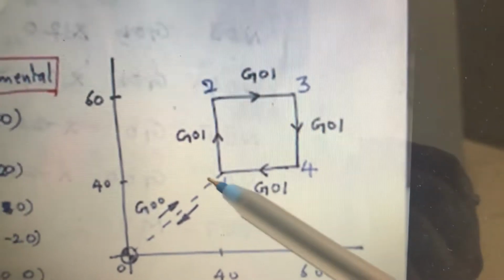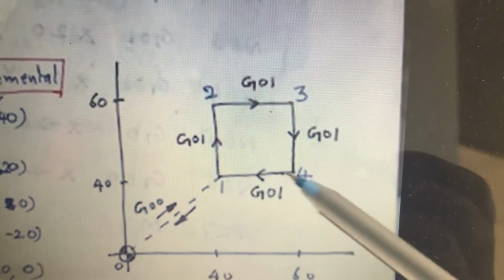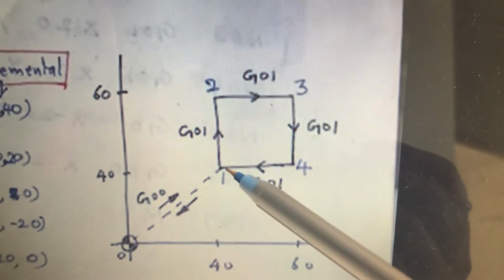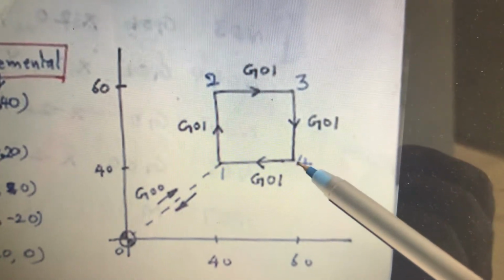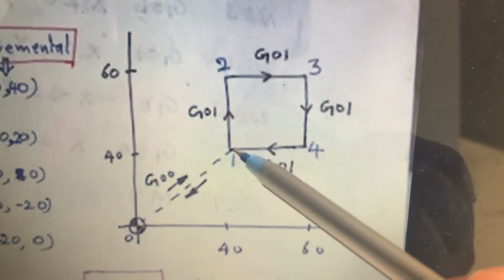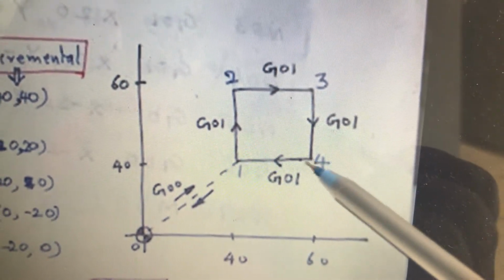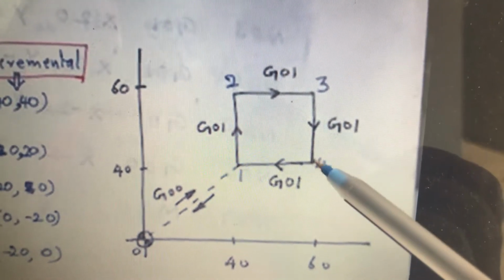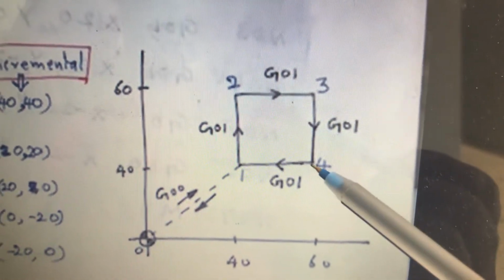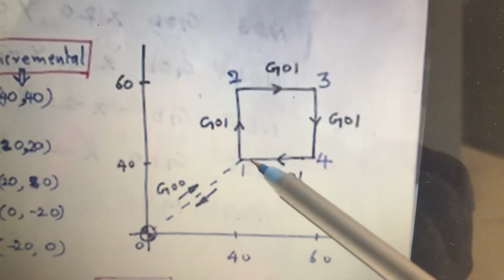Similarly, when you come back to point number 1, point number 4 becomes origin. Means for 1, the previous point is 4 only, because the tool is here now. The tool has to come to the next position. So the present position you are going to take as origin. So if you assume 4 as origin, what is the value of 1? Because the tool has to move from this place to this place.